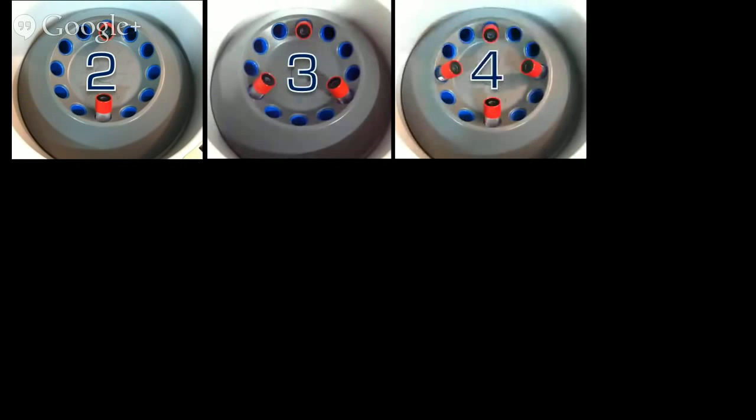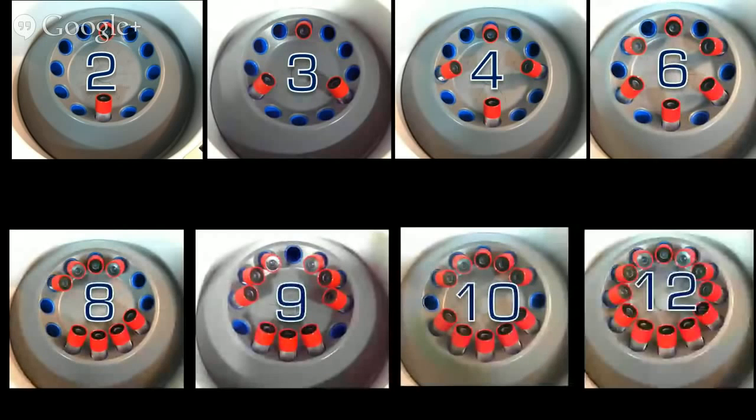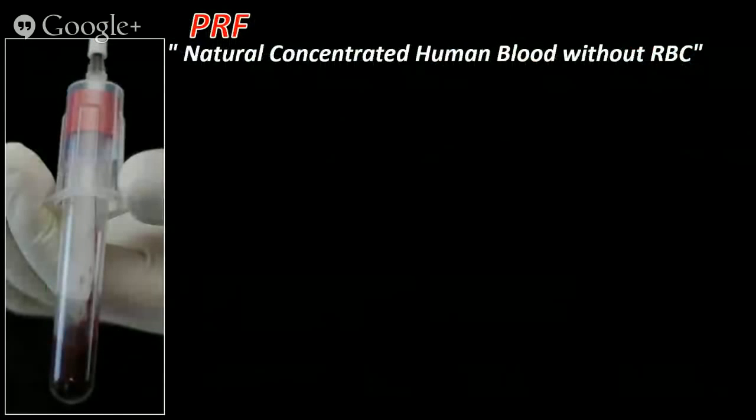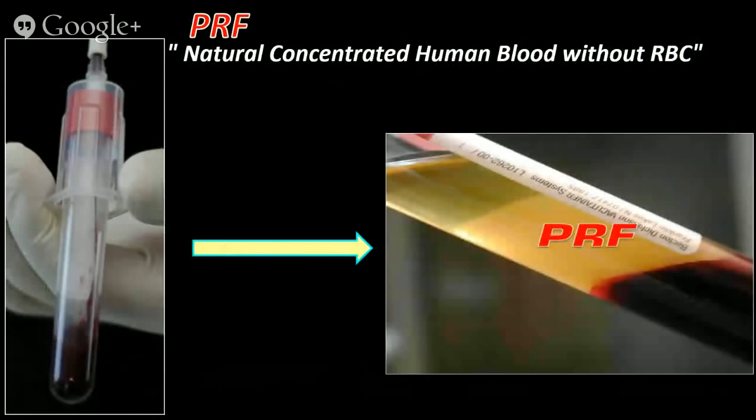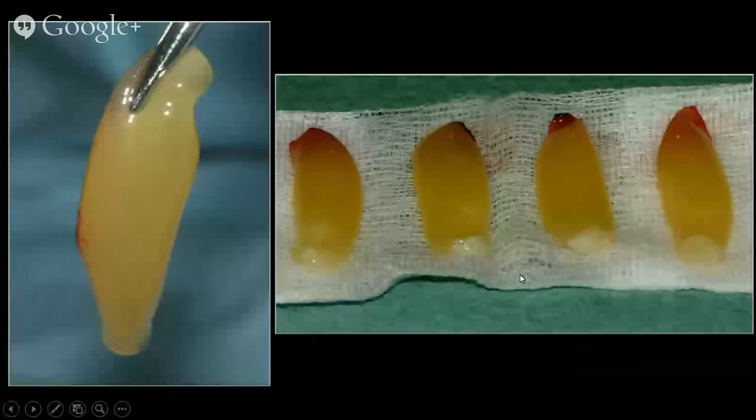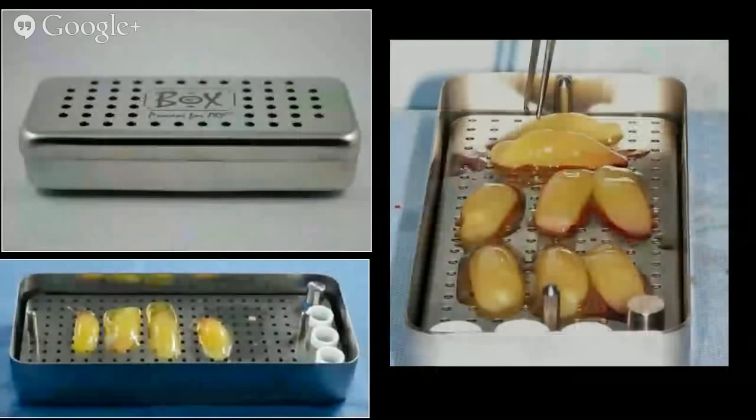For the protocol, we have to use a balanced position, 2 or 3 or 4 or 6, 8, 9, 10, 12. The balance has to be there all the time. And then at the end of the spin, we will have a natural concentrated human blood without red blood cells. The PRF is the fibrin clot in the middle. We will take this clot, we can put it on a gauze, but today we use the PRF box.